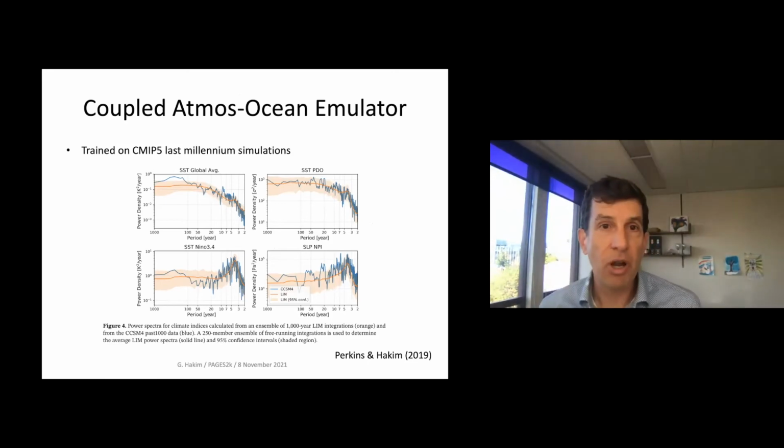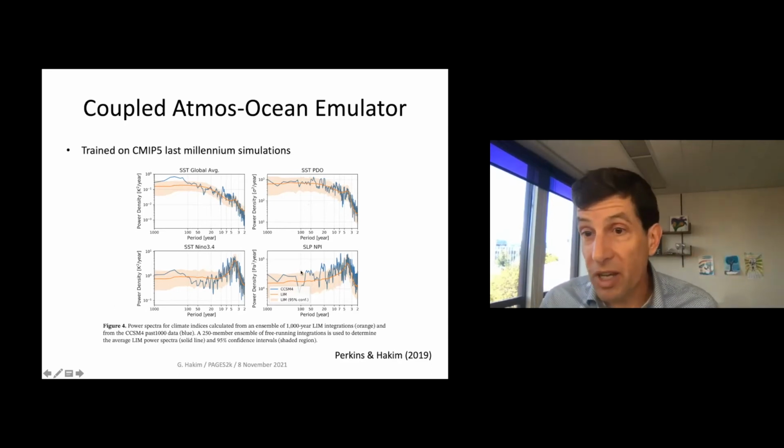So briefly, this is just about the model and its performance. This linear emulator was trained on the CCSM4 last millennium simulation. And what we're looking at here is the power spectral density of a free-running simulation of this linear model, given by the orange line, with the parent model that it's trained on, the blue line, the CCSM4. And you can see for sea surface temperature, the Pacific decadal oscillation, Nino 3.4, and the North Pacific index, the linear model is capturing the large-scale modes of variability that are in the climate model.